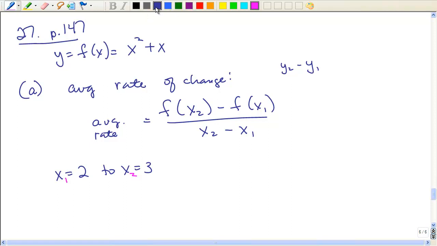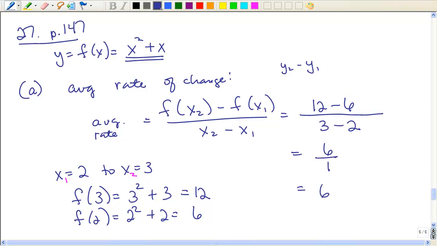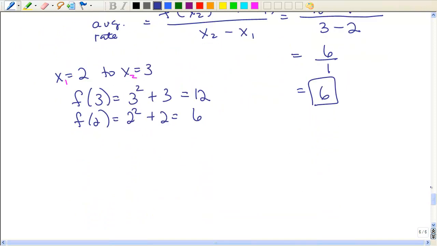All right, so let's see. If I evaluate the function at 3, that's 3 squared plus 3. Remember, I'm looking at that function up here, that was 12. F of 2 is 2 squared plus 2, which is 6. So if I want the average rate of change, I want 12 minus 6 over 3 minus 2. Right? Pretty easy.